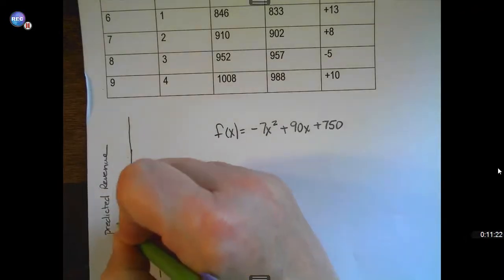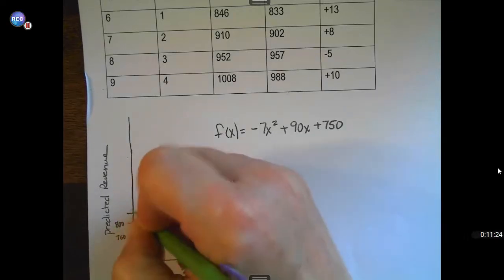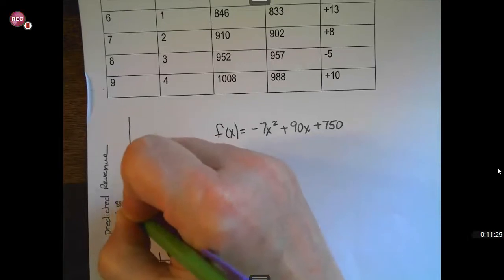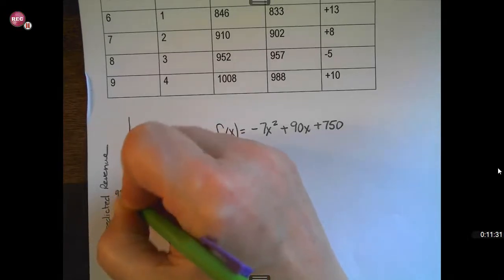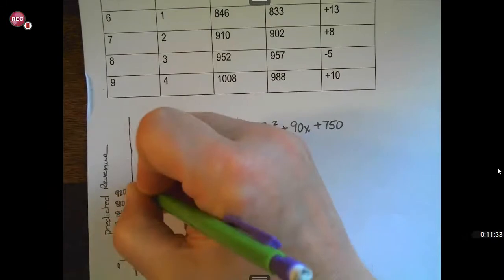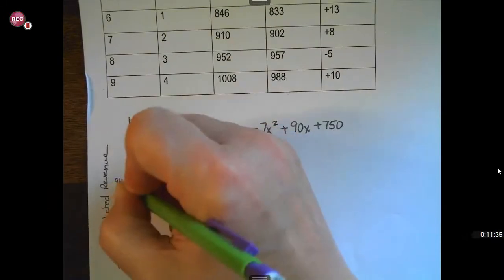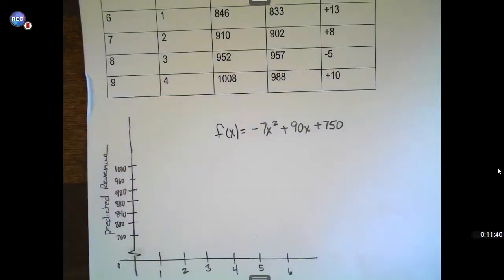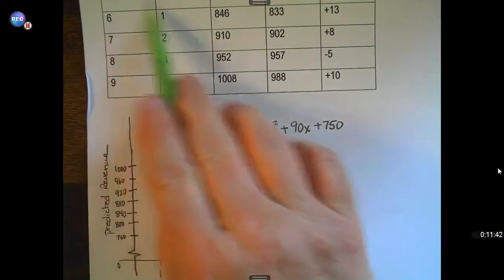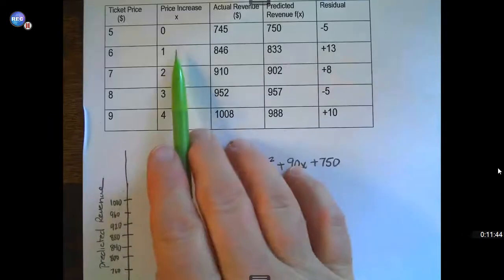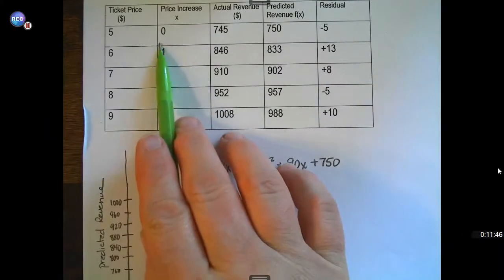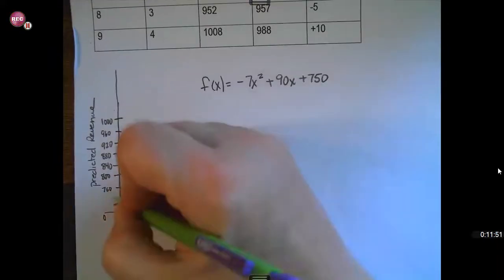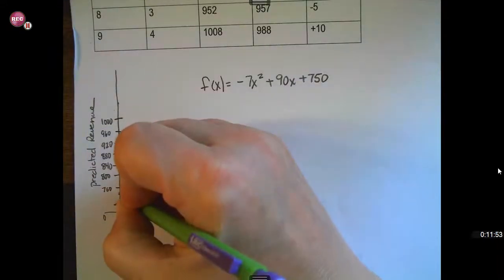So there's 800, 840, 880, 920, 960, and 1000. Okay. So at 0, no price increases, going back to my chart, the predicted revenue is 750. So it's going to be approximately here.